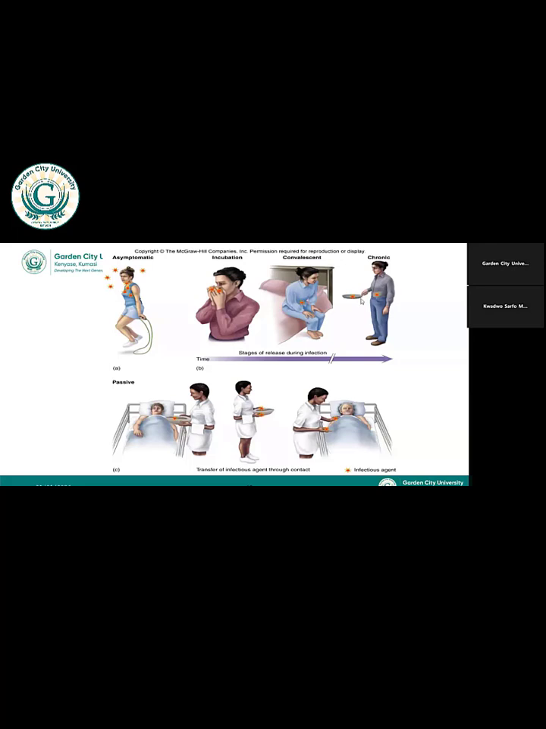We can also have people who are chronic carriers. So these people have the infection for a long time. They don't show symptoms, or the symptoms come and then disappear, come and disappear. And they can easily contaminate objects, or they can directly transfer to other individuals that they come into contact with.